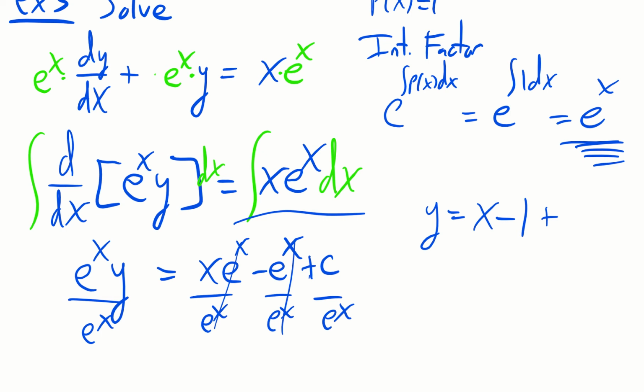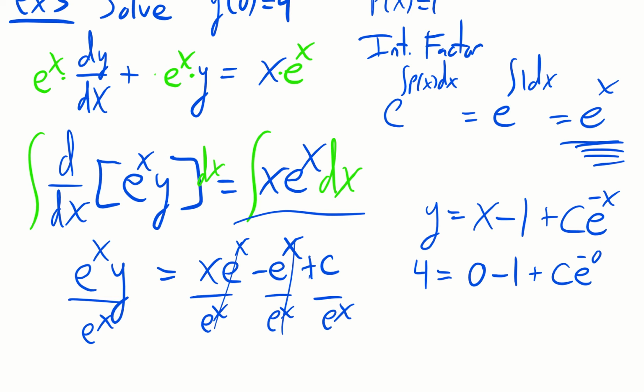We'll call it c e to the negative x. So instead of writing a fraction, we'll do it like that. And let's suppose we wanted the initial value problem such that y of 0 equals 4. Whenever we plug 0 in for x, we get the y value of 4. So this is going to look like 4 equals 0 minus 1 plus c e to the negative 0.